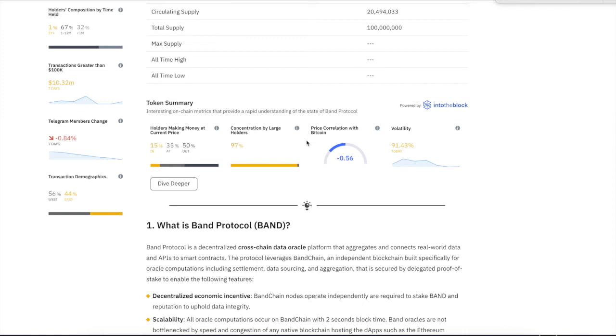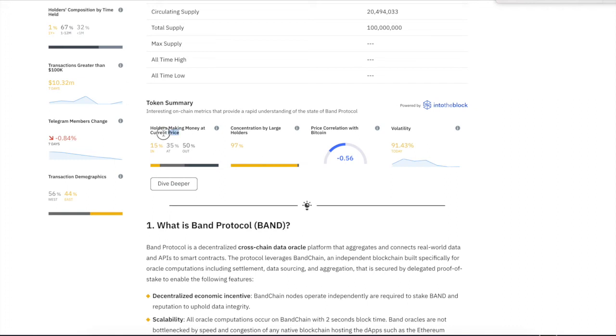This is what does concern me about the project. So a concentration by large holders, 97% of the tokens are held by 1% of the wallet addresses. So if those whales decide to sell out, well, you're toast.